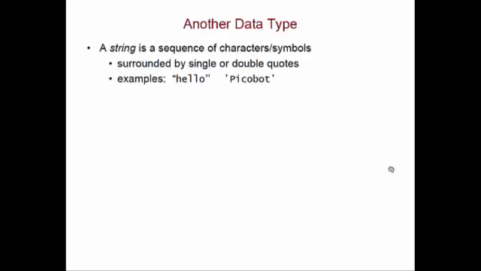And then there's one more type I want to briefly mention. It's the string type. A string in computer science is a sequence of characters or other kinds of symbols. It's used for text in your program. And when we put a string into our code, we need to surround it by either double quotes or single quotes. And I've given you an example of each variation here. It doesn't matter whether you use the double quotes or the single quotes.